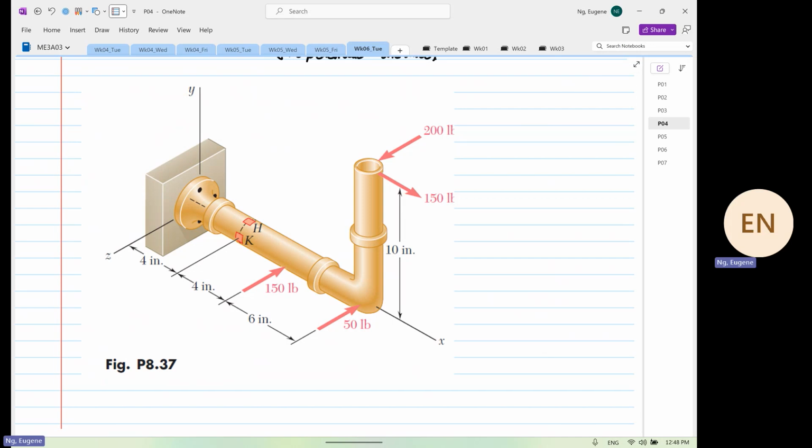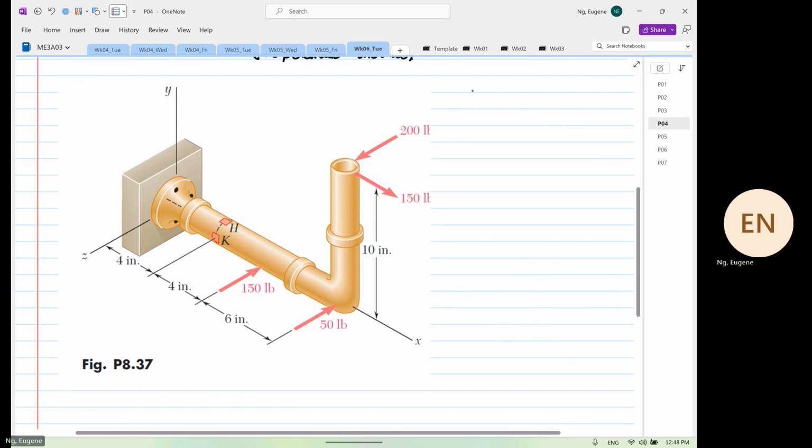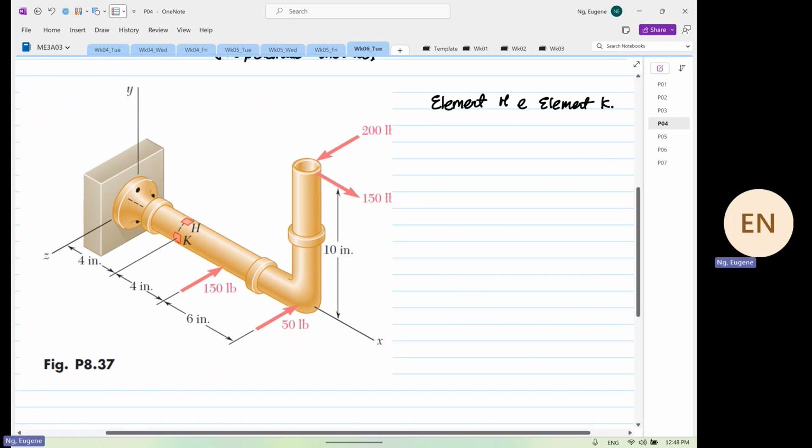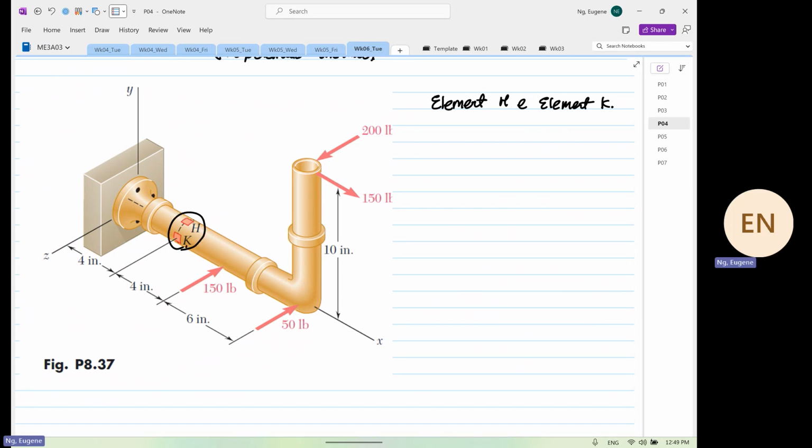This is the structure you see. What you have is element H and element K, right? So you can identify where is element H and where is element K. What is an element in the real world?